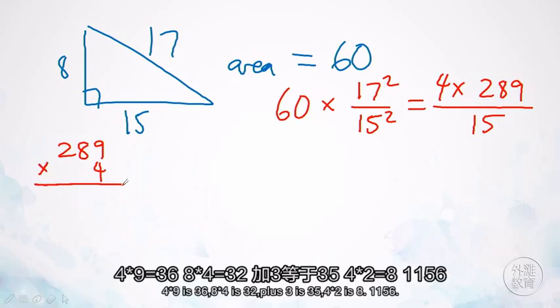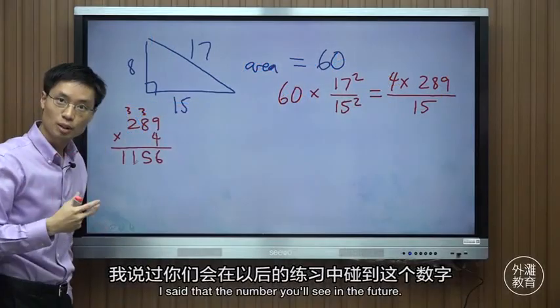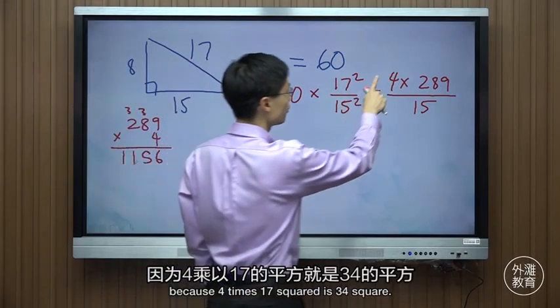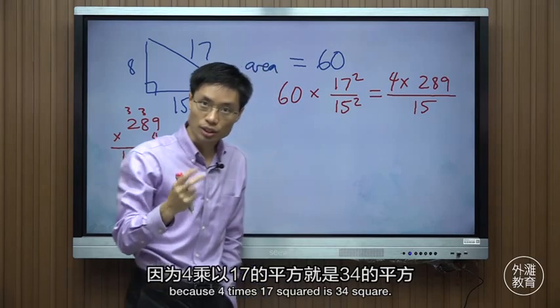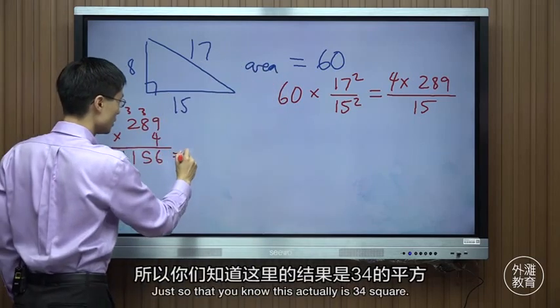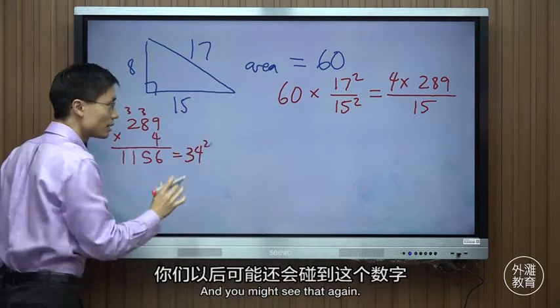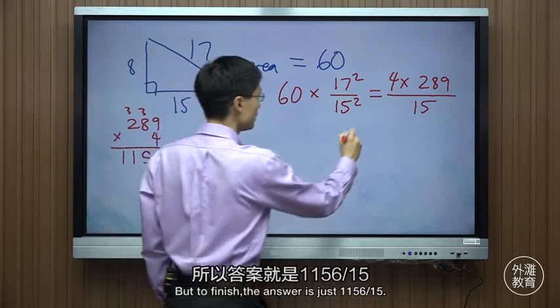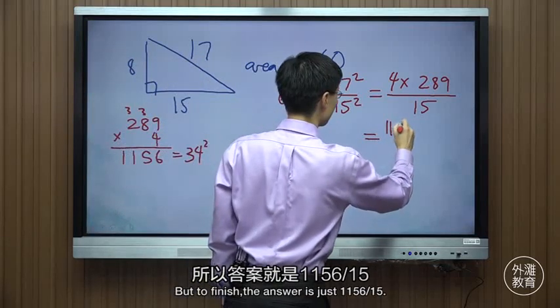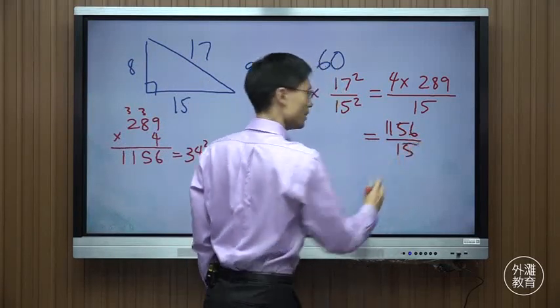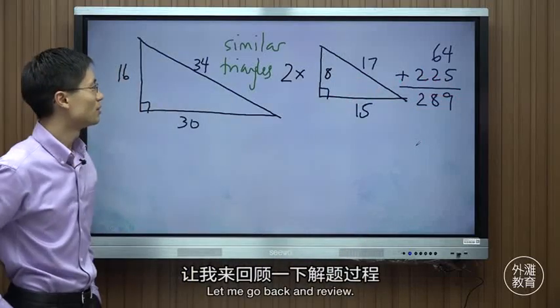Times 4, 4 times 9 is 36, 4 times 8 is 32, plus 3 is 35, 4 times 2 is 8, plus 3 is 11, 1156. I said it's a number you'll see in the future because 4 times 17 squared is 34 squared. Just so that you know, this is actually 34 squared, and you might see that again. But to finish, the answer is just 1156 over 15. So that's it. Let me go back and review.